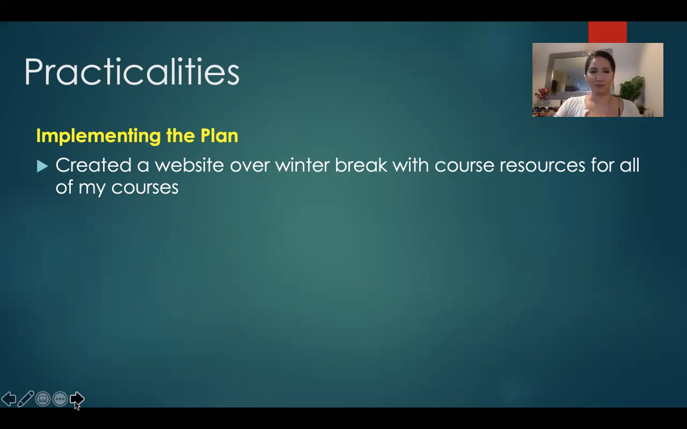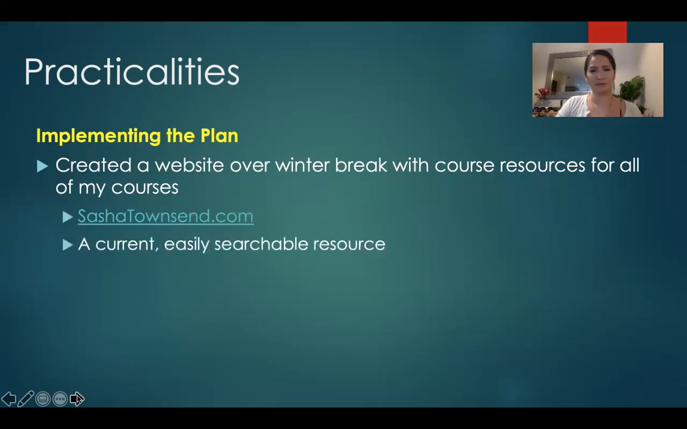Eventually, all of my course materials will be there, and hopefully they'll be updated anytime there are mistakes. I find mistakes occasionally. All of the resources would be updated and posted there. And that's at sashatownsend.com. And I wanted it to be current. I wanted it to be an easily searchable resource so that if a student needed help with factoring, they could just go to the algebra page and get everything that they needed to get help with factoring.